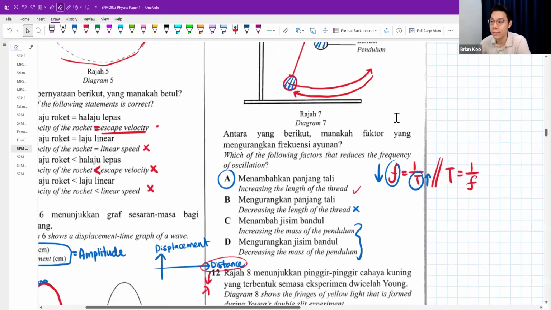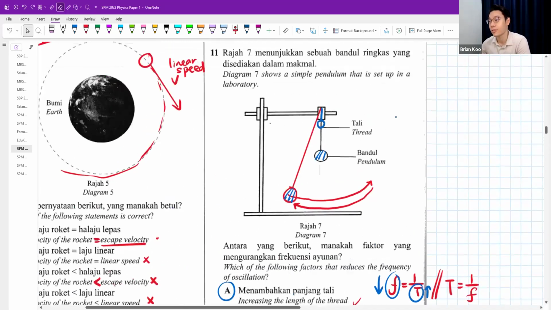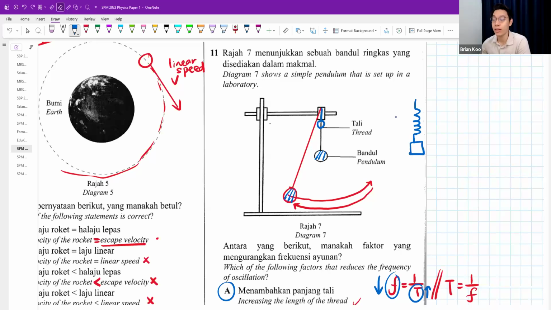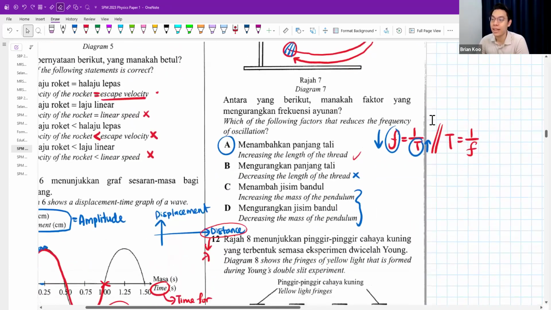Okay, that's for pendulum. But for spring it is different. For spring, mass will affect. For pendulum, mass doesn't affect. Okay, this is a little bit of extra knowledge, but I think it's good for you all to know as a physics student. Okay, question 12.